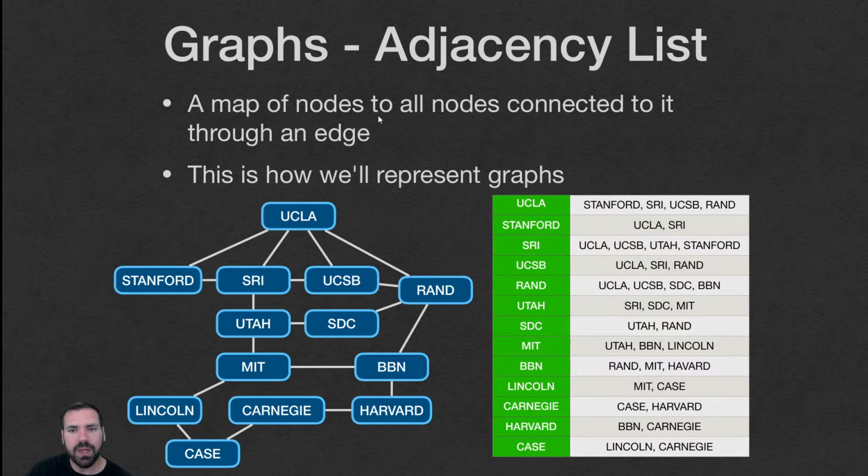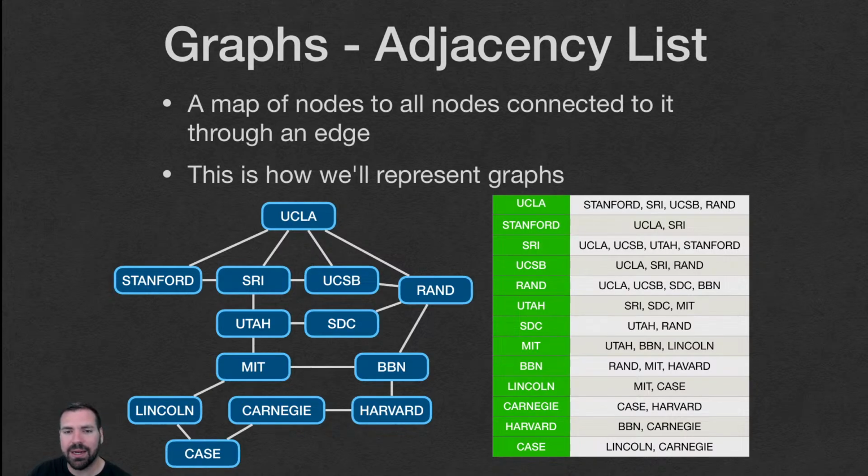So to represent this graph, what we're actually going to use is a hash map or any key value store that's going to map each node to all of the neighbors of that node. That's how we'll represent our graphs.